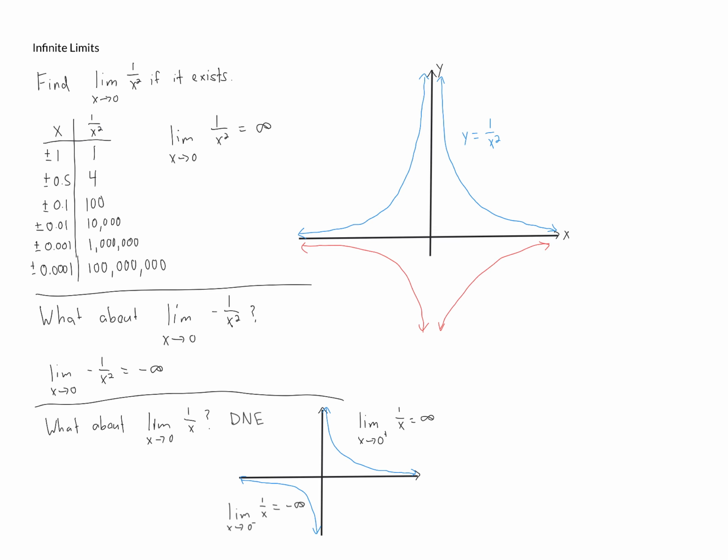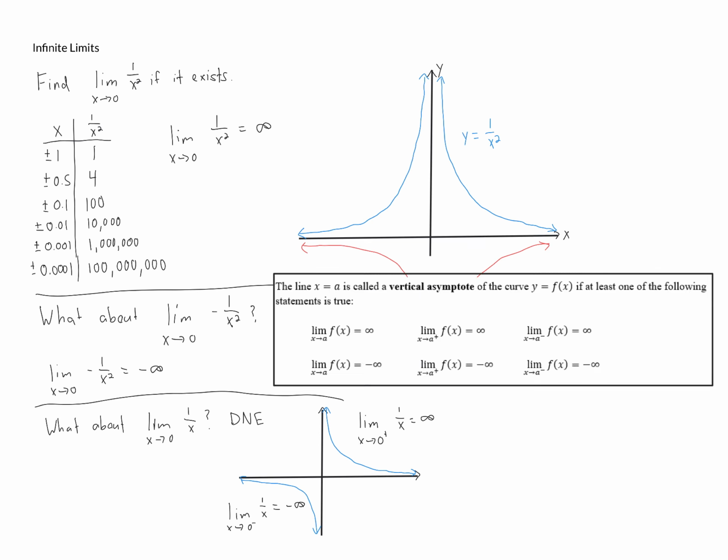Now, we've seen the connection here between limits equaling infinity and negative infinity and situations where we have vertical asymptotes. And in fact, this is how we can define a vertical asymptote. The line x equals a is called a vertical asymptote of the curve y equals f of x if at least one of the following statements is true.